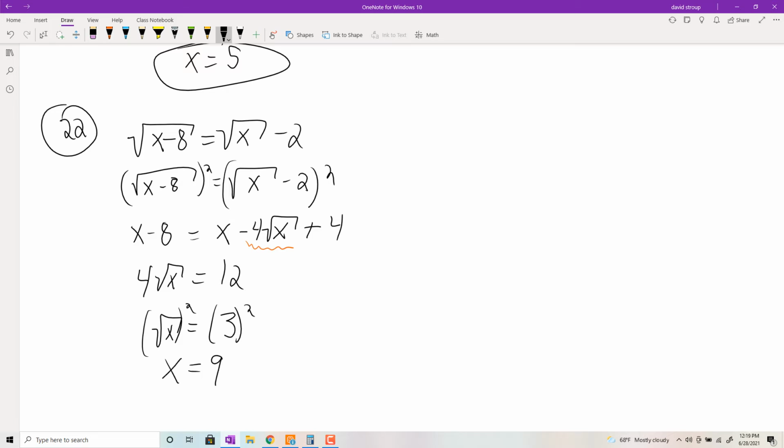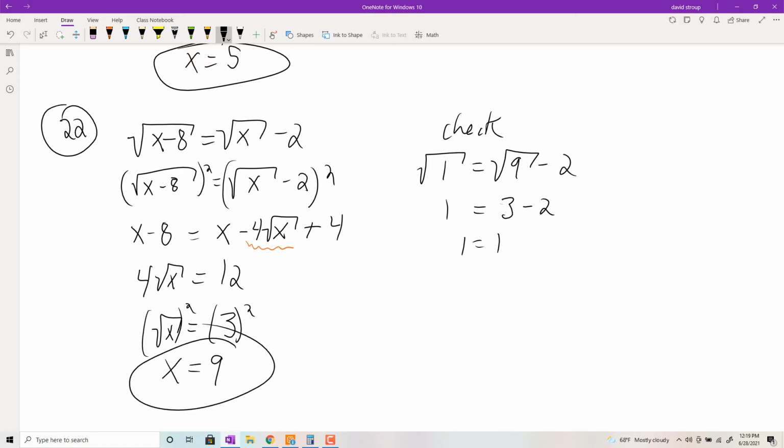Okay, and then all you have to do is plop that into the original equation. So I have square root of 9 minus 8 is 1, equals the square root of 9 minus 2. Square root of 1 is 1. On the right hand side, square root of 9 is 3 minus 2. 1 equals 1. That's true, so this is our solution. Okay.